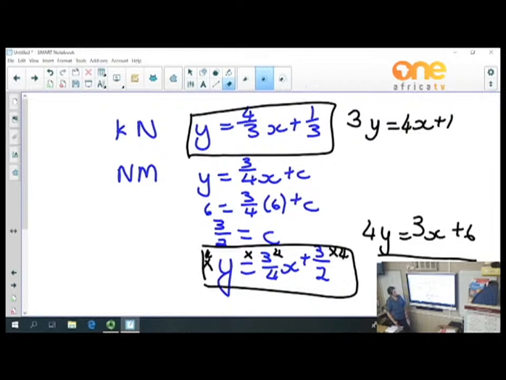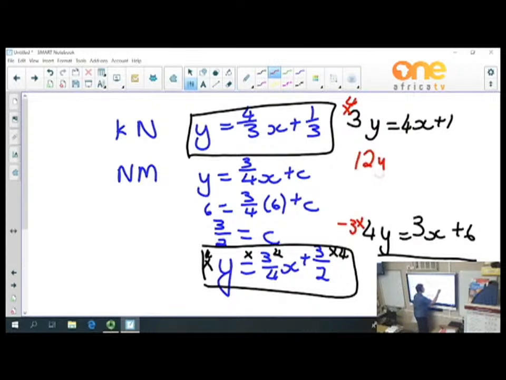Okay, and then solving simultaneously. So this one is also not solving easily simultaneously. Solving simultaneously. Come on, I can't do everything. Times 4 times -3. So it is 12y is equal to 16x plus 4. And this one will be negative 12y, which is equal to negative 9x minus 18.